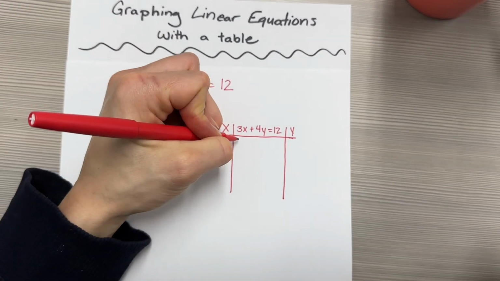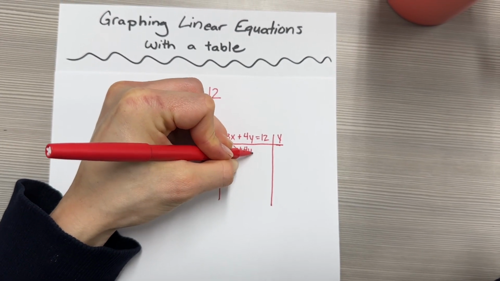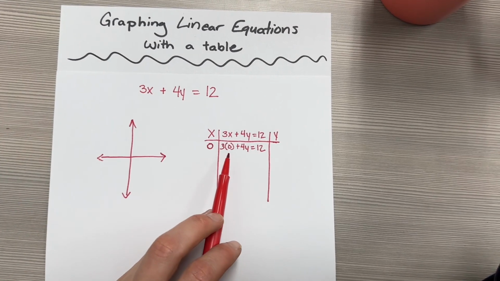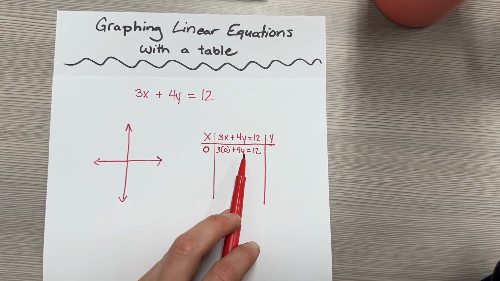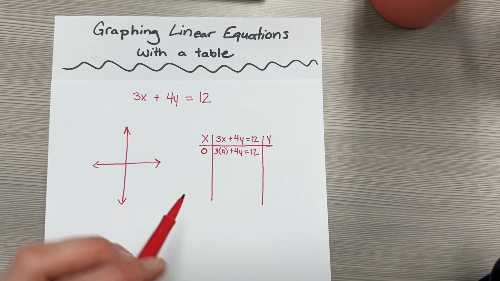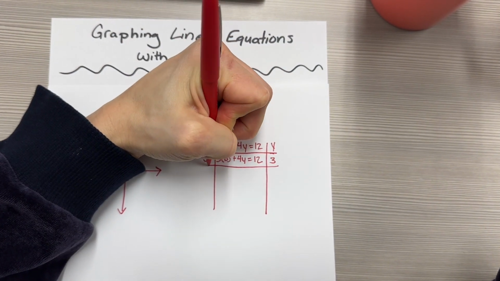I'm going to go ahead and rewrite. So 3 times 0 plus 4y equals 12. When we do that, 3 times 0 will give me 0. 4y equals 12. We can divide both sides by 4. 12 divided by 4 will give me 3. So my y is going to be 3.